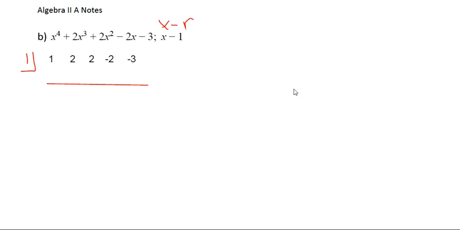So I'm hoping to do synthetic division, and I'm expecting that this will be 0 at the end, because they've told us this is a factor. So we bring down 1. 1 times 1 is 1. 2 plus 1 is 3. 1 times 3 is 3. 2 plus 3 is 5. 1 times 5 is 5. And 5 minus 2 is 3. 1 times 3 is 3. And I add these and I get 0, which was what I wanted.